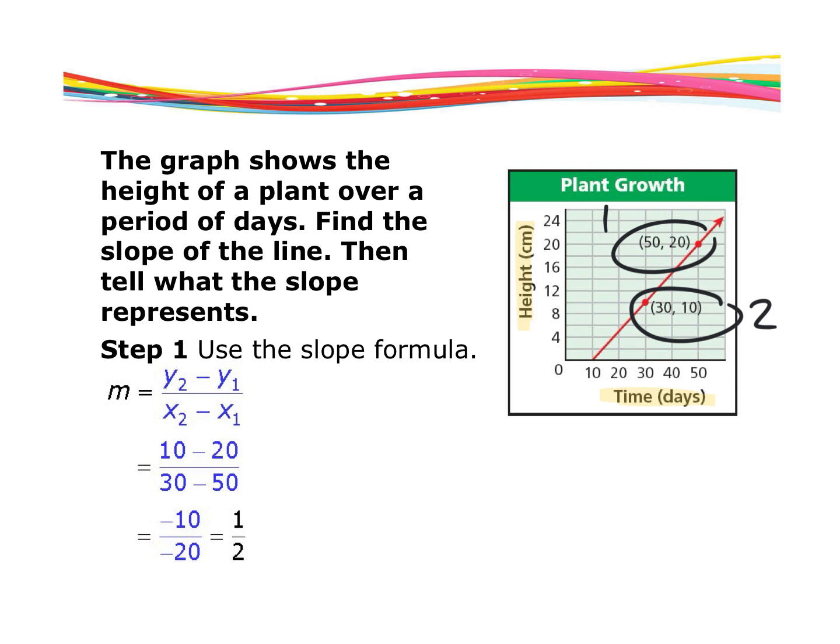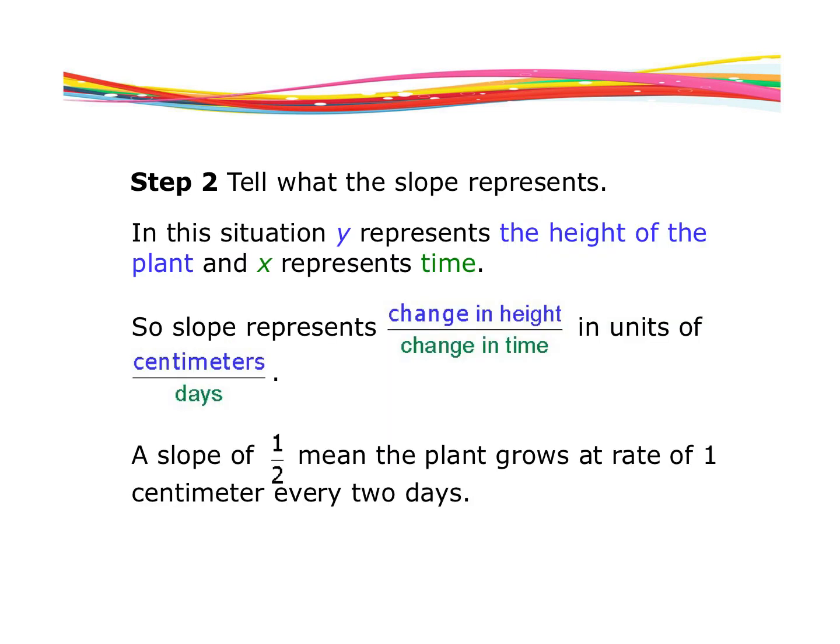So this is representing how tall this plant gets over a period of time. So in this step, they tell what the slope represents. Again, since the height of the plant is the y and the x represents time, it would be the change in the height over the change in time, which is what I was saying about how it is based on how tall this plant gets over time.